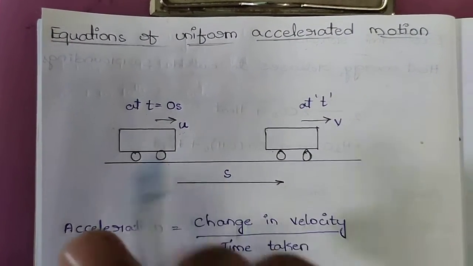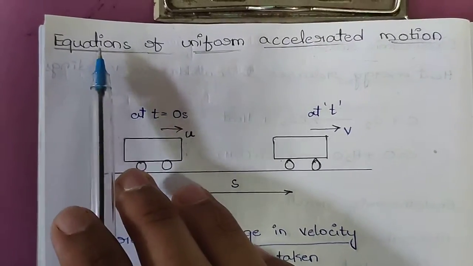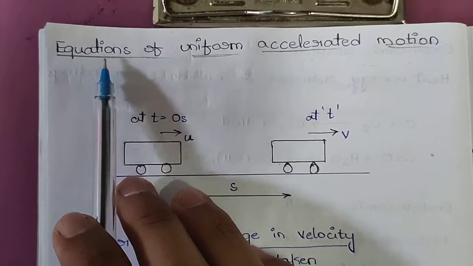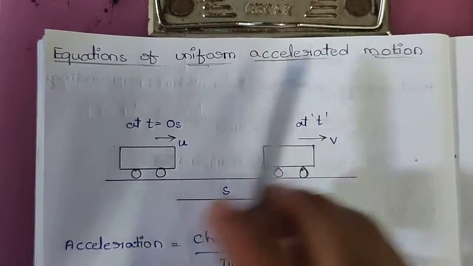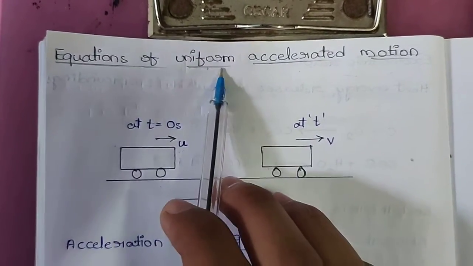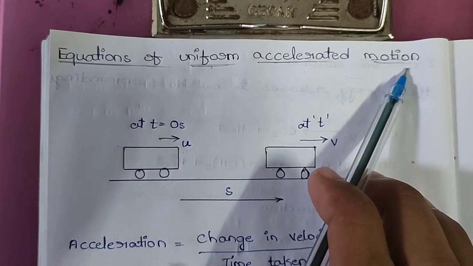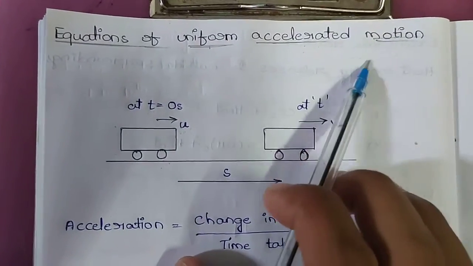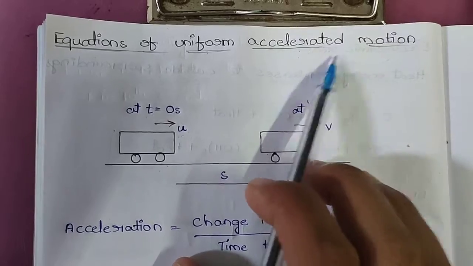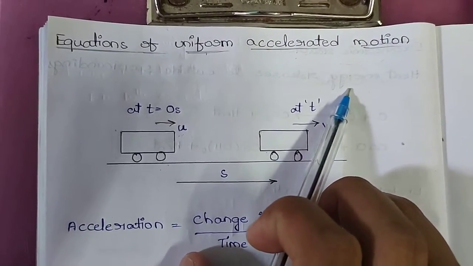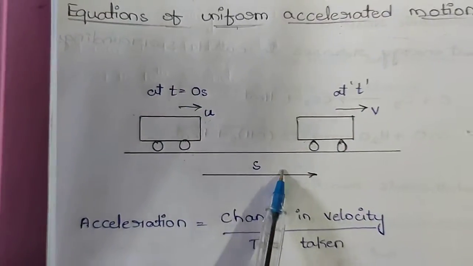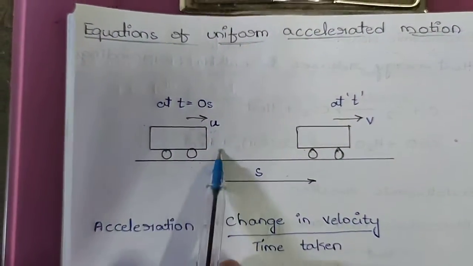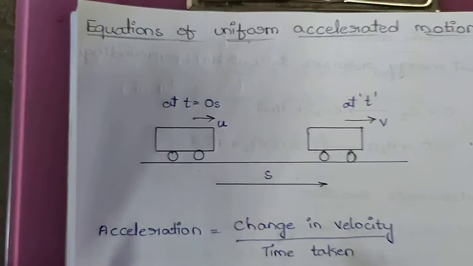So let us start a new video. In this video we'll learn the equations of uniform accelerated motion. Basically there are three equations, three formulas in this. We'll derive all three equations. Before that, we have to consider one condition.